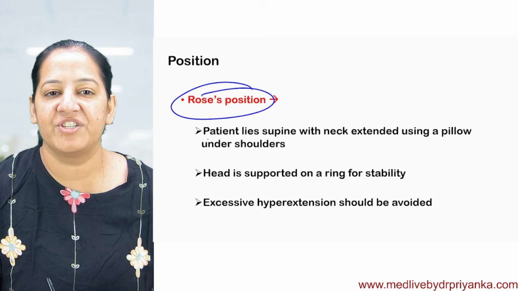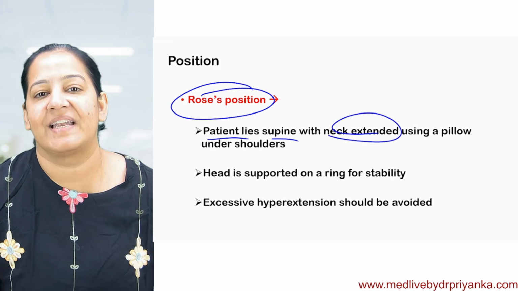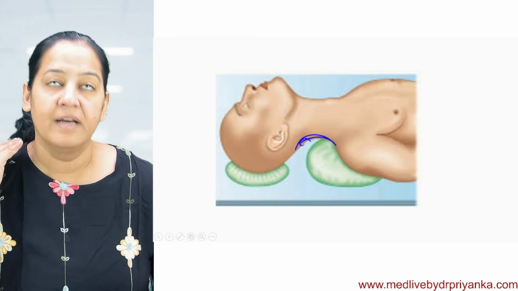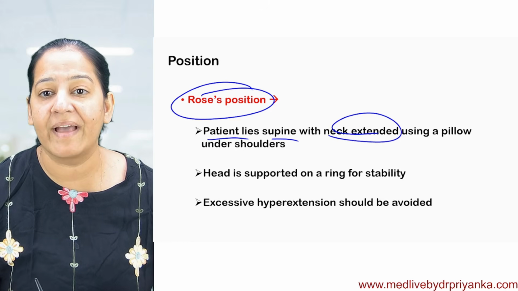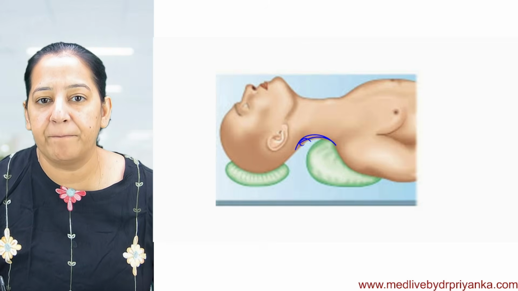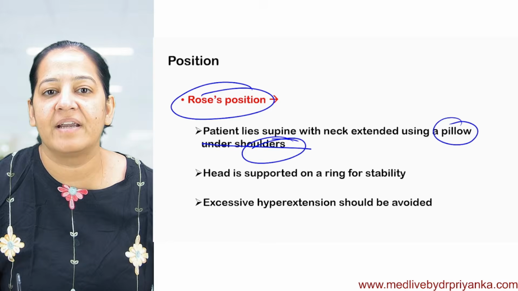In Rose position, the patient lies supine with the neck extended. The neck is extended. Can you see? The neck is extended like this. See my neck. The neck is extended like this. How to extend the neck? Keep a pillow under the shoulder. Keep a pillow under the shoulder to extend the neck.